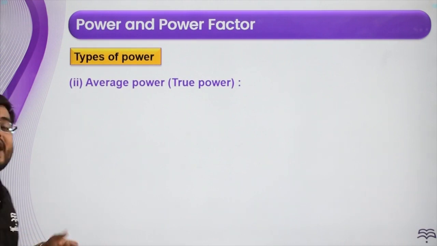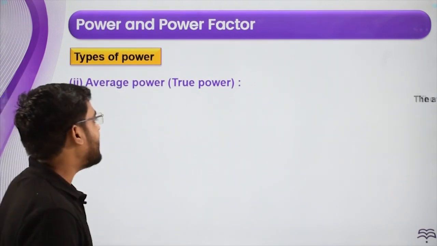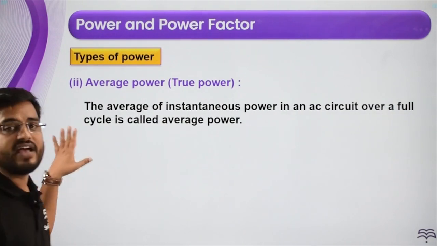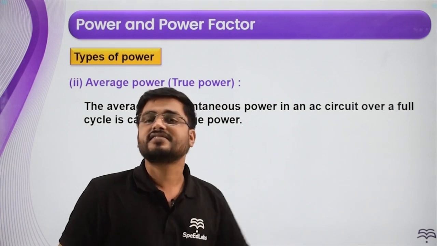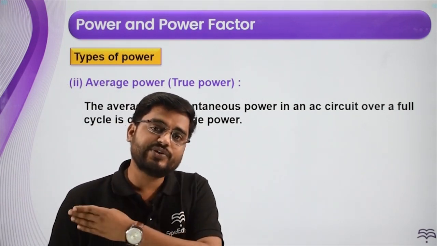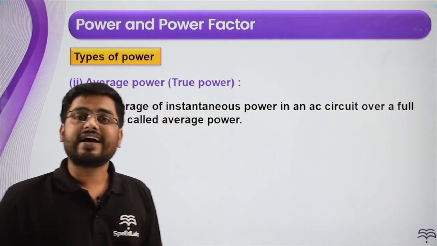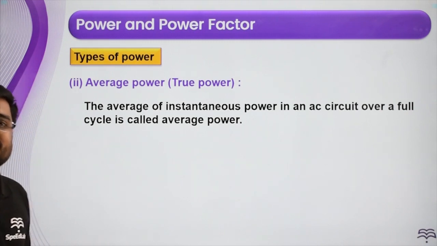The next is the average power, or the true power. What is the average power? It is simply the average of the instantaneous power. So we write the instantaneous power, that is the power at the moment, and then we average it over an entire cycle, and that is going to be the average power, or we can say the true power.